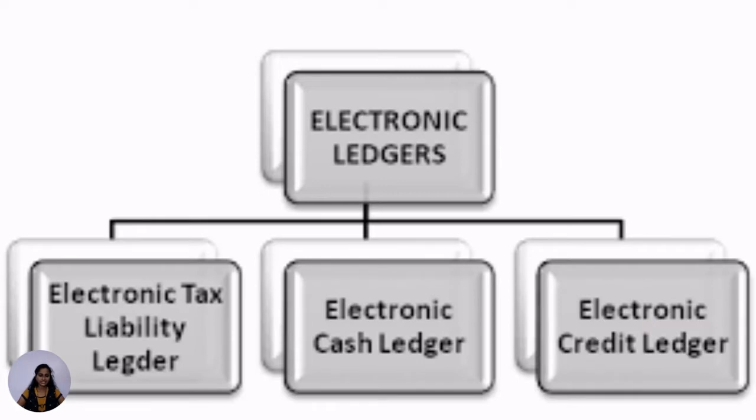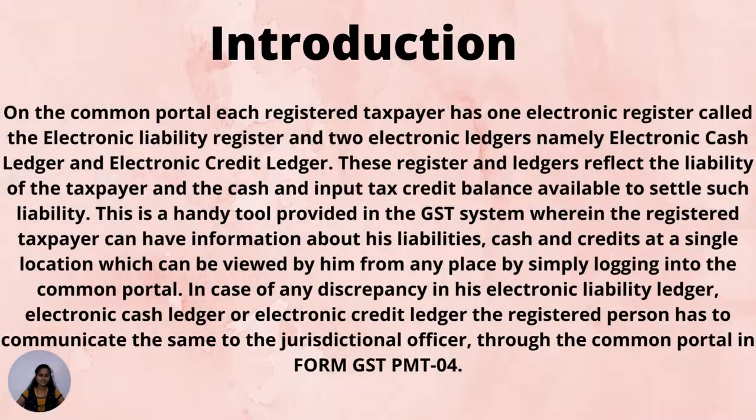Electronic ledgers. In electronic ledgers, there are three types, that is electronic tax liability ledger, electronic cash ledger, and electronic credit ledger. On the GST portal of each taxpayer, there are three types of electronic ledgers. The first one is the electronic liability ledger, then the electronic cash ledger, and the electronic credit ledger. Let's see the introduction about these things.